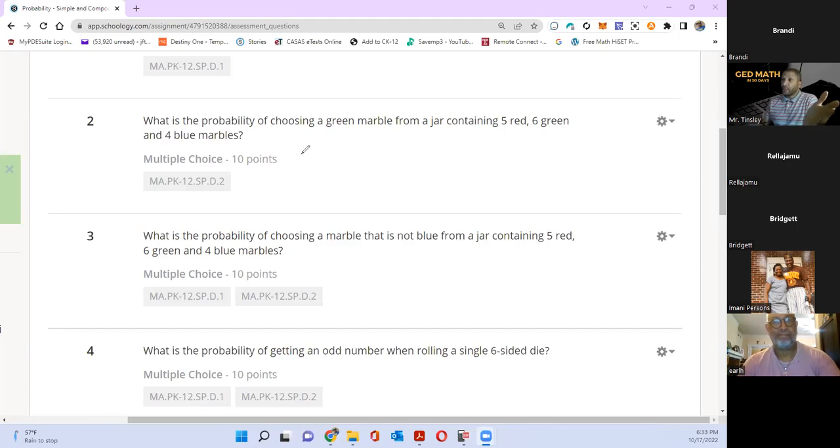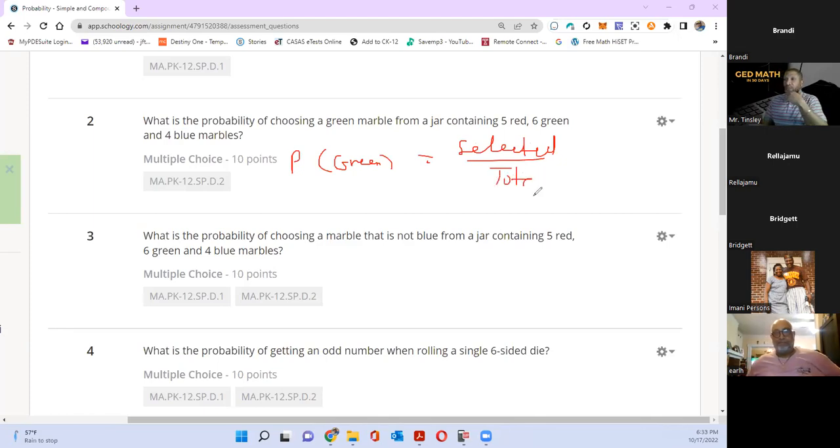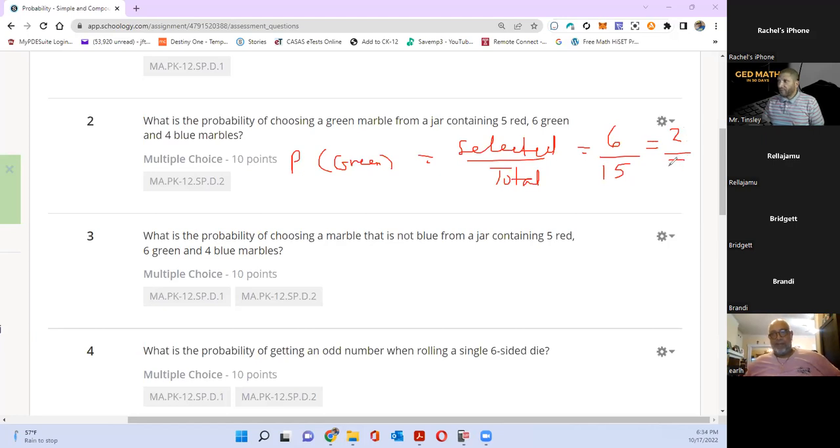So remember, probability of a green. Selected outcomes over total outcomes. So if I want green, what's my selected outcome? 6, because there's 6 green. How many total marbles are there? 15. So if we reduce that to lowest terms, 3 goes into 6 2 times, 3 goes into 15 5 times. So the answer could be 2/5. It could be 0.4. It could be 40%. So there's a 40% chance.